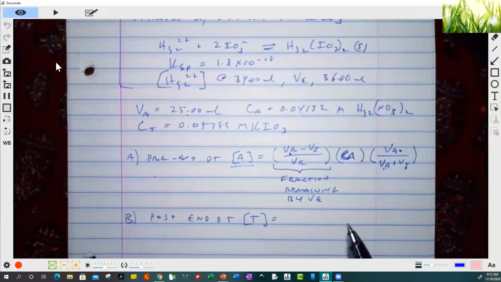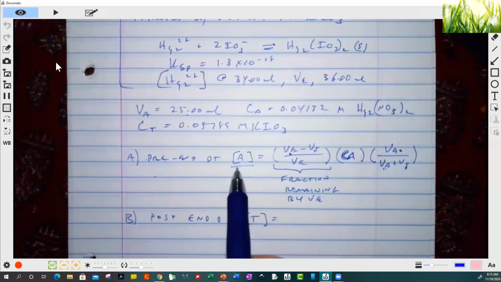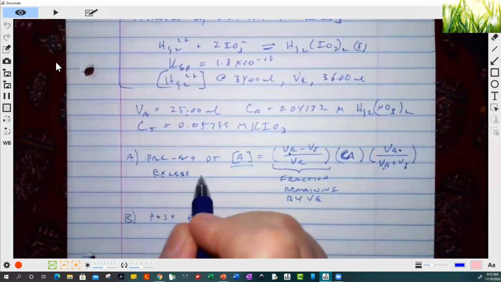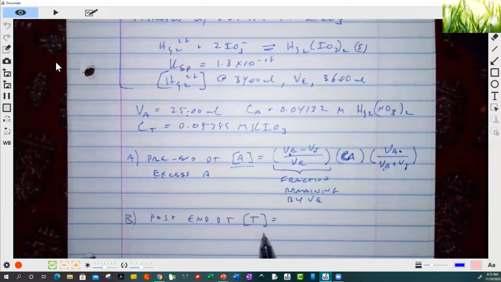It's like you're using up the acid and you're adding a little base, little base, little base, right? And then at a certain point, up to that point, you haven't completely titrated the analyte, the acid, right? So you have excess acid, so this is excess A, or analyte, acid in this case. And then post endpoint, you've used up all the A and you have extra T, right?